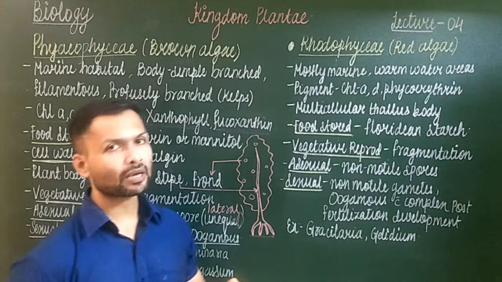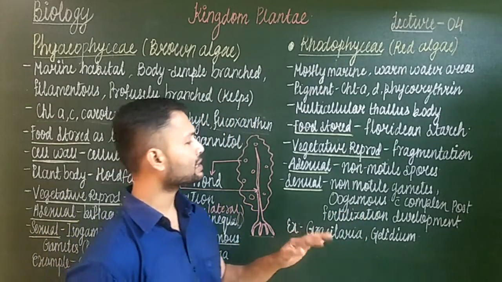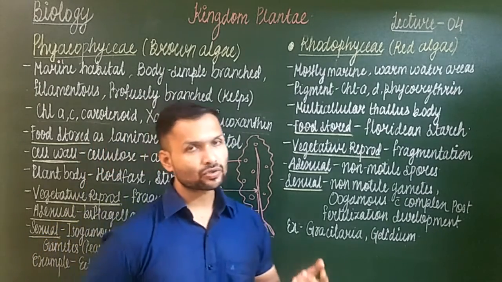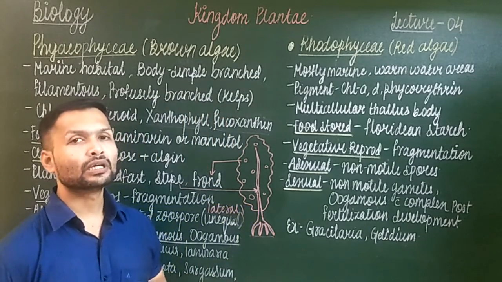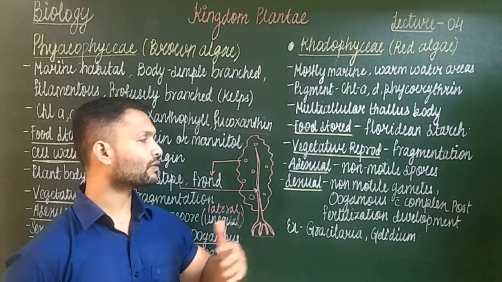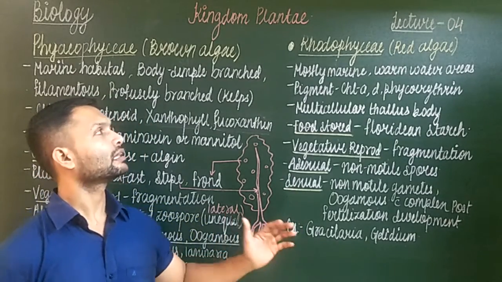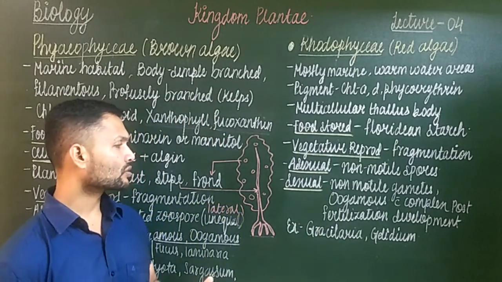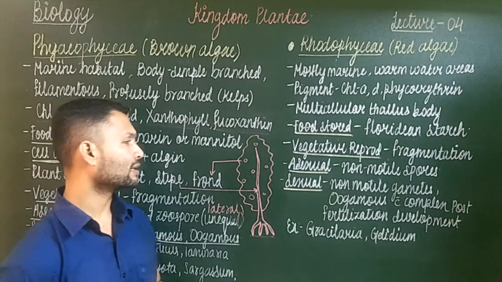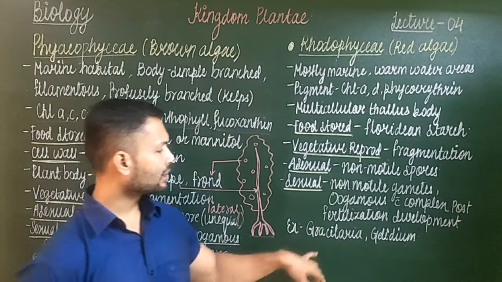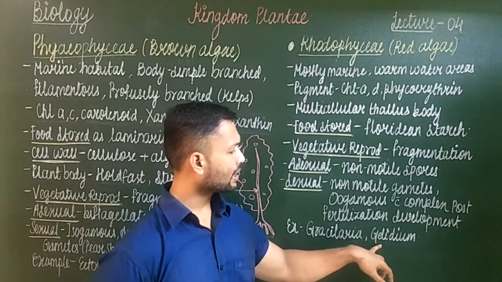Basically here you will find oogamous type with complex post-fertilization development. That means when the zygote is formed, the zygote getting converted to the actual plant goes through various processes, developmental stages, and then the actual sporophyte, meaning the plant body, is formed. So that is also a little bit complicated thing. That is what they have given there. Its two examples are Gracilaria and Gelidium.